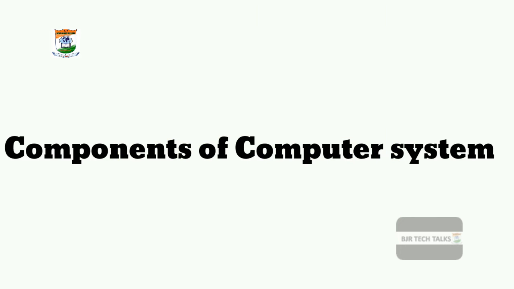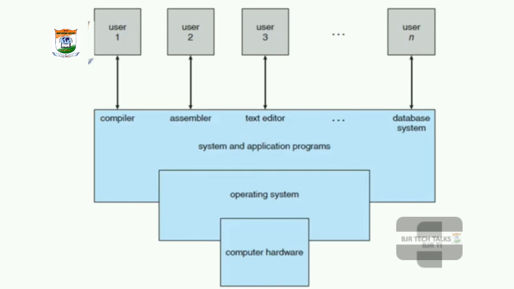The next topic is components in a computer system. Now we'll see what components the computer is made up of. Basically there are four basic components that make up the computer. As you can see in the diagram, those four components are user, system and application programs, operating system, and hardware. The user is the one for whom the whole computer is working.